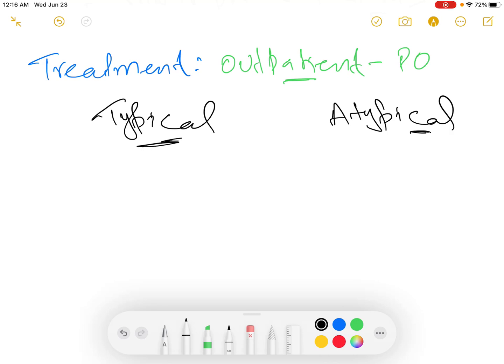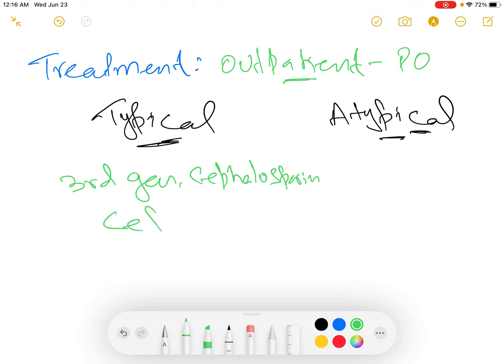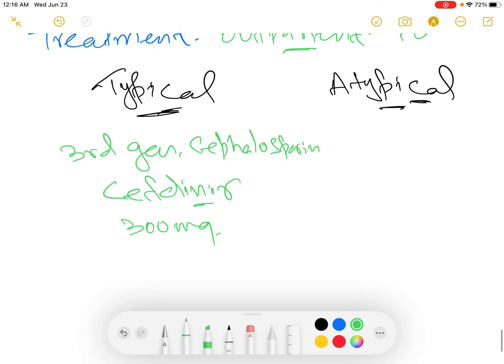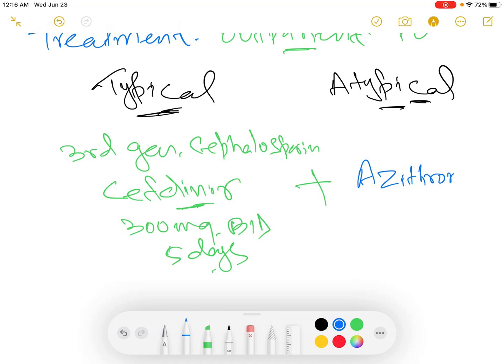One of the best combination regimens available that covers both is your beta lactam antibiotic, your third generation cephalosporin, and this is your cefdinir. Any third generation cephalosporin will work, 300 milligram BID for 5 days. This is one of the wonderful antibiotics that covers your typical bacteria. So you get the cefdinir plus you add azithromycin, or the so-called Z-pack. On day 1 you take 500 milligram, and day 2 through 5 you take 250 milligram, once a day. This will cover atypical bacteria. This is a wonderful combination.